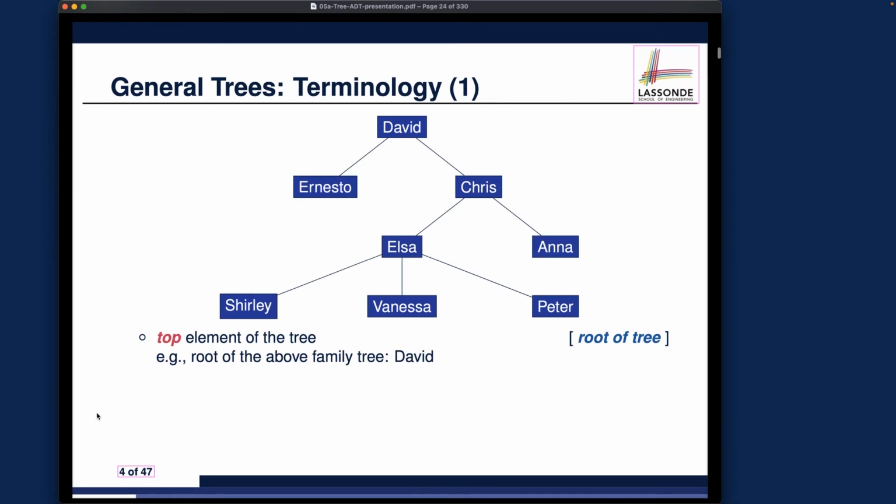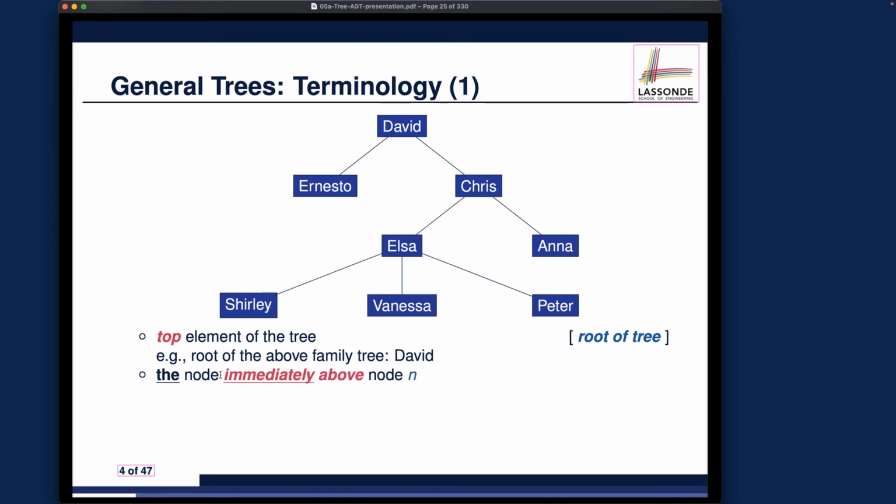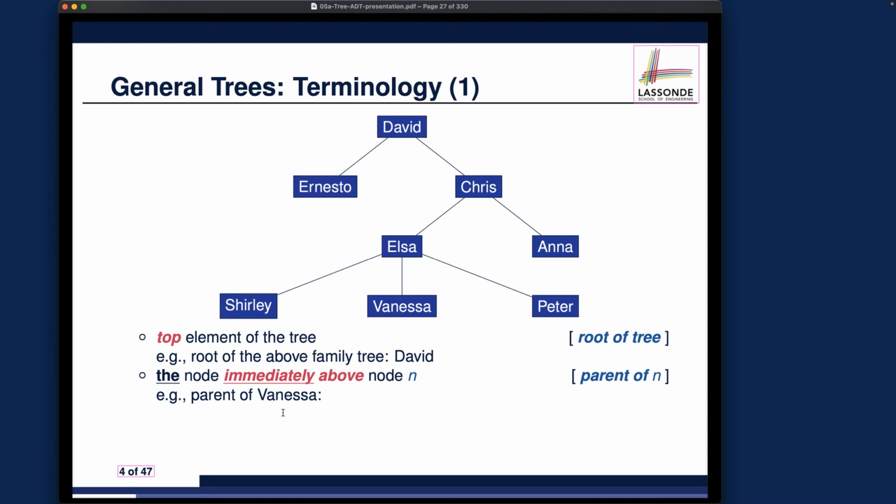Let's see the next one, and that will be the node immediately above node n. Here n can be any of the nodes, so I'm talking about the general definition. I'll give you several examples. If you choose Elsa, or David, or Shirley, you may have a different answer. That's what I mean by n: it's a placeholder for some node, which you can substitute with any node in the tree. We can get the parent of n. The parent is defined as the node immediately above, not just above, but immediately above. For example, what will be the parent of Vanessa? Immediately above will be Elsa.